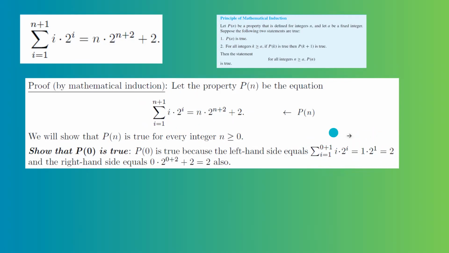This is your left-hand side. The right-hand side is easy to work with, because you only need to plug in 0 for n. 0 times any number is 0, so you end up with 2. You have 2 on the left-hand side and 2 on the right-hand side. 2 and 2 are equal to each other, so we're done with number 1. P(a) is true.